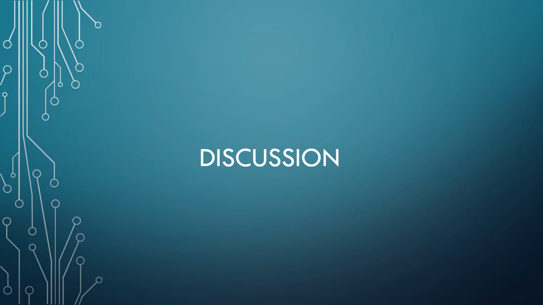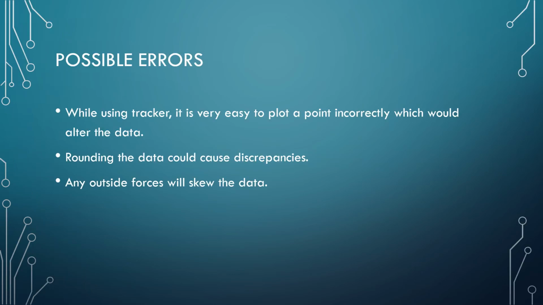So now for the discussion. So yeah, there are some definite errors in this experiment. While using Tracker, it is very easy to plot a point incorrectly, which would alter the data. Also, rounding data could cause discrepancies, and any outside forces will skew the data.